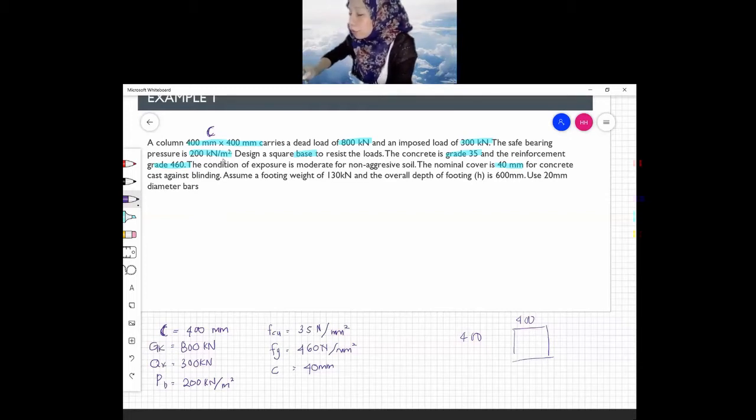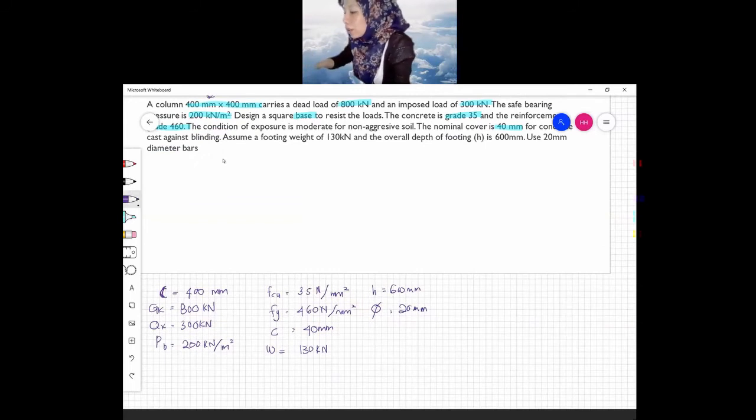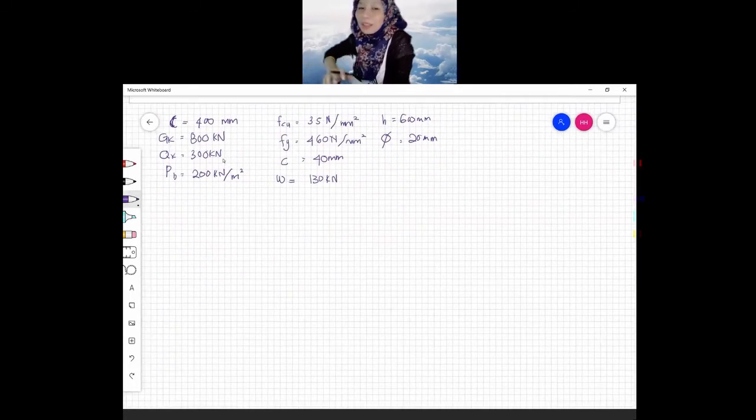Assume a footing weight of 130 kN. So footing weight W, we can also call it self weight, 130 kN. The overall depth of footing H is 600, so H equals 600 mm. Use 20 mm diameter bar. They gave a lot. So whatever is given in the question, please use it all. Don't assume anything else, because this is whatever is given in the question. So we look at the question and don't make up anything on your own.